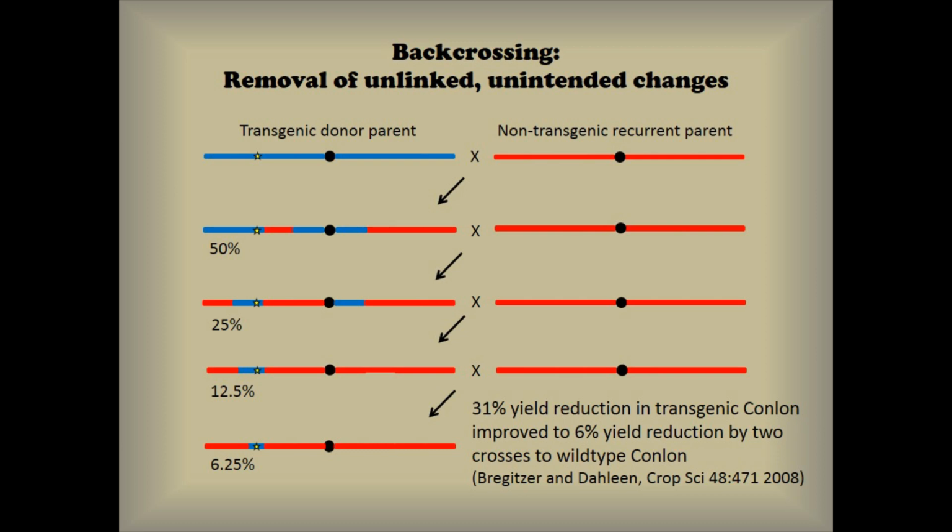But we also did 2 crosses back to the wild-type Conlin plant that had not been through tissue culture, and we saw in the derived lines that the yield reduction was just 6%. So this was pretty encouraging to us. It's a time-consuming way of getting rid of somaclonal variation, but it's an effective way of getting rid of it. The reason that we can get rid of it again is because it's unlinked to the transgene itself.